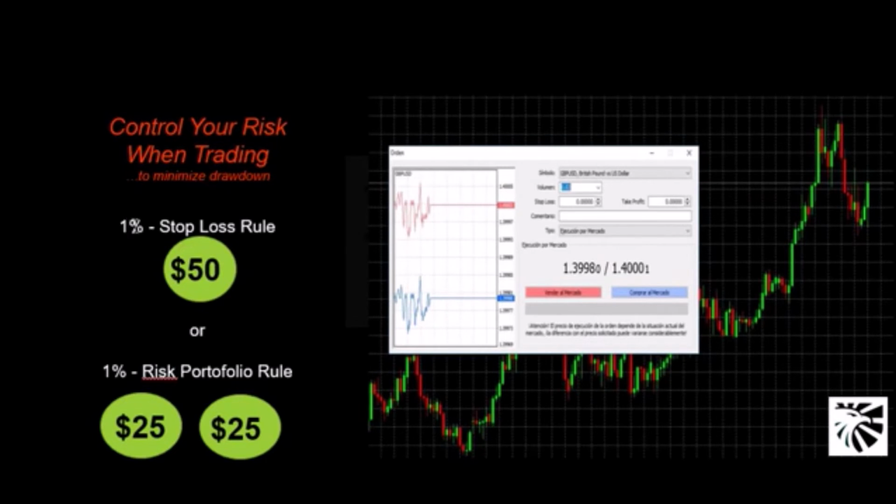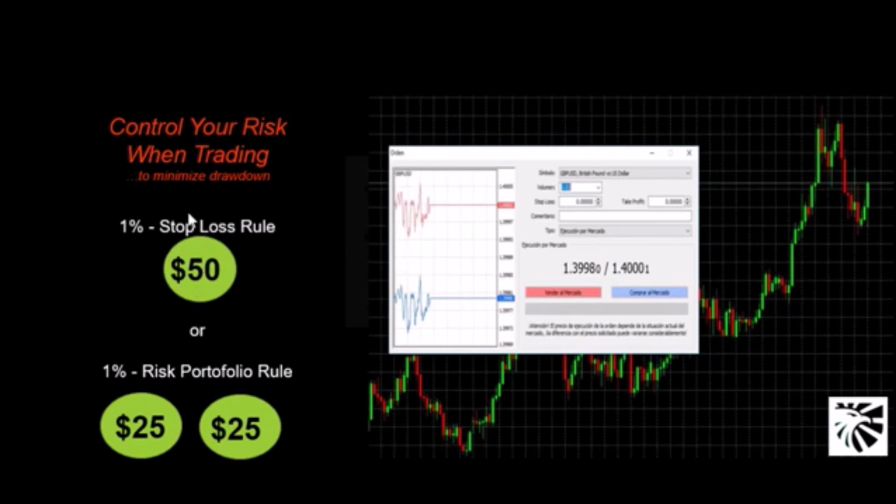Here we say 1% stop loss rule, $50, or 1% risk portfolio rule. Looking at these two, the first one here is the 1% stop loss rule. Now let me explain. The first one is the kind of trader that wants to risk everything in just one trade. And here we have another trader who splits his risk. This is the same $50, split into two places here: $25 and $25 will give you the same $50.